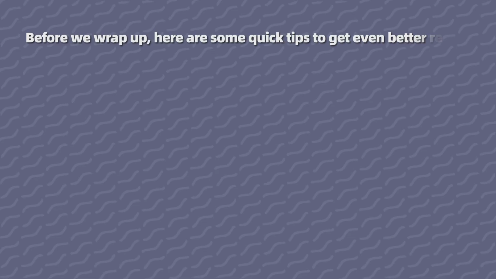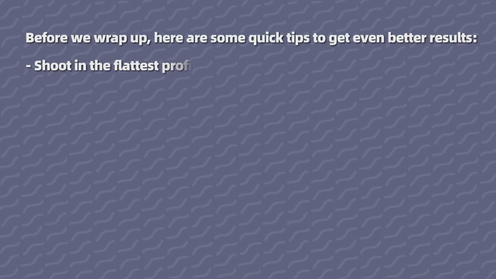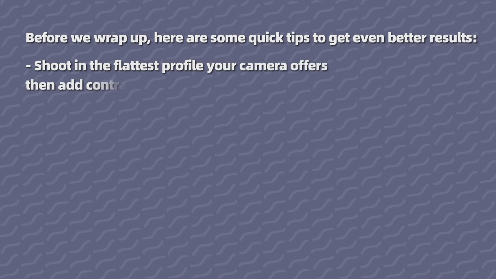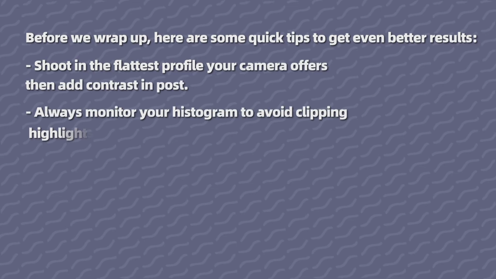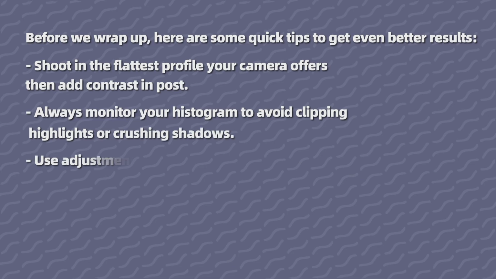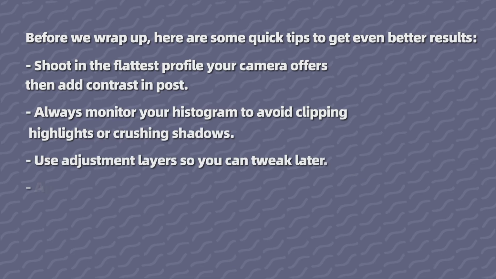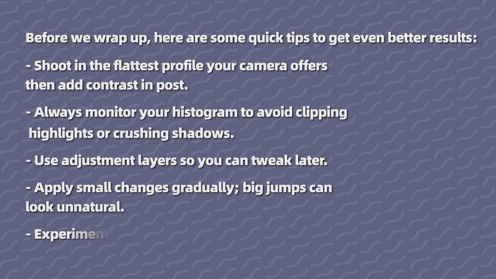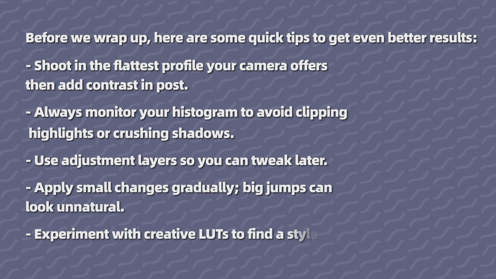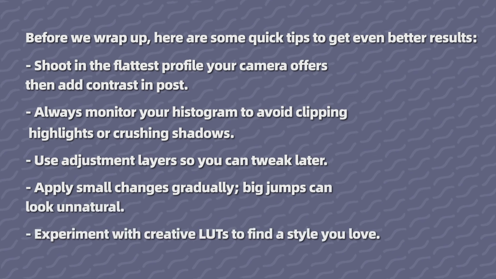Before we wrap up, here are some quick tips to get even better results. Shoot in the flattest profile your camera offers, then add contrast in post. Always monitor your histogram to avoid clipping highlights or crushing shadows. Use adjustment layers so you can tweak later. Apply small changes gradually. Big jumps can look unnatural. Experiment with creative LUTs to find a style you love.